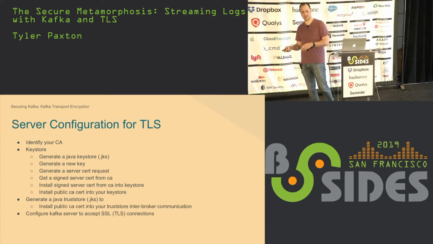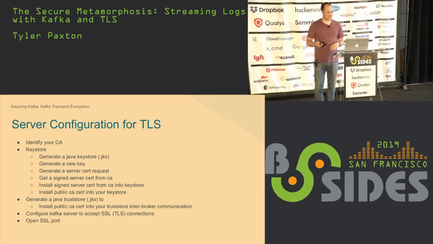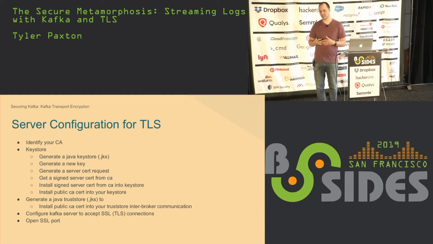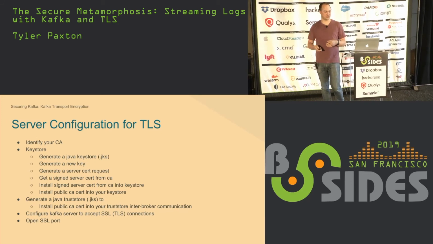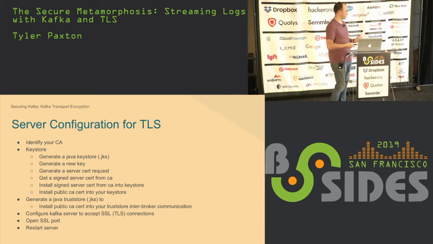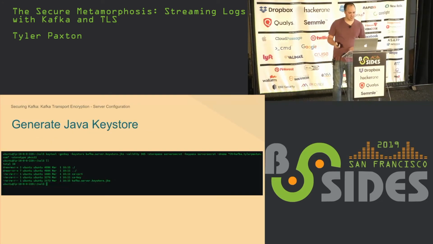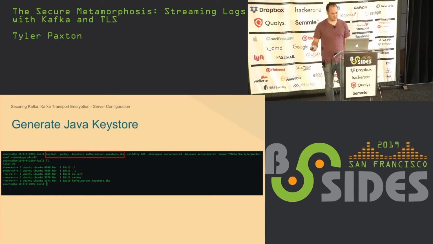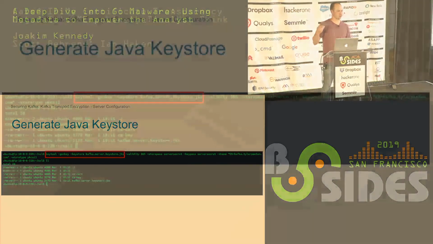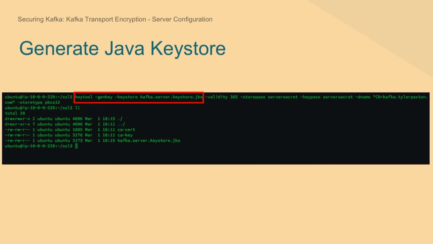Then you'll need to go into Kafka and configure the server properties, and then you'll need to ensure that the SSL port that you've configured is open, and then you can go ahead and restart your server. So let's go through those steps really quickly. I'm going to blast through these because this is all normal CA cert stuff, but just for an idea, here I am generating a new key store.